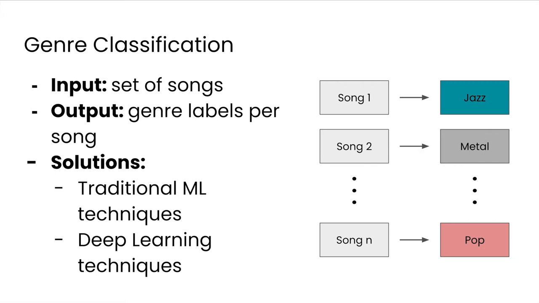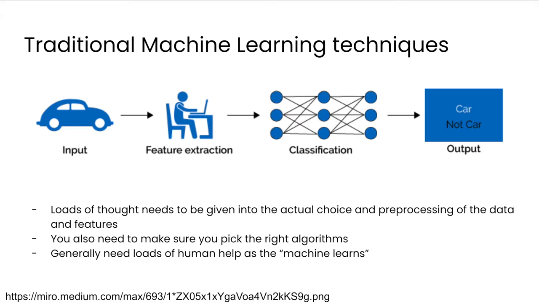So, genre classification is a problem which has as input a set of songs and as output an assignment of genre labels per song. This could involve different methodologies, but they are generally separated into traditional machine learning techniques and deep learning techniques. Traditional machine learning involves the process of feature extraction or feature engineering, in which human intervention needs to happen, and we need to make choices about which features are useful for the specific problem that we are solving. You also need to pick the right paradigm or the right algorithm to use for the particular problem, and we'll be looking at some of these in a little bit.